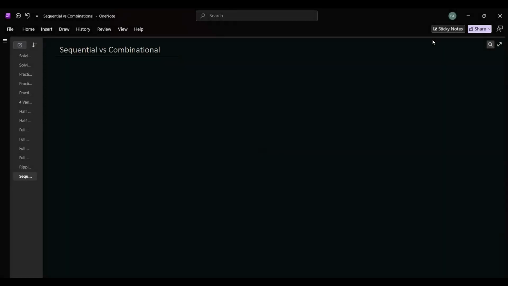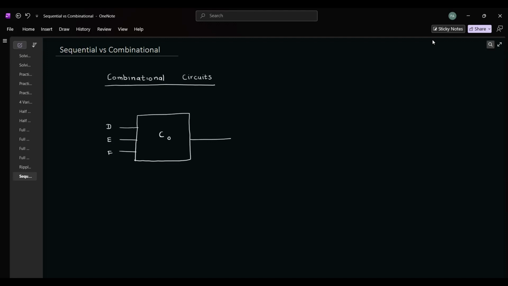Until now, we have only learnt about combinational circuits. So what are combinational circuits? Let's say there is a circuit given as in the block diagram here, and let's call it circuit 0. We have three inputs, namely D, E, and F, and the output is given as Z. At a specific point of time, let's say T is equal to 75.